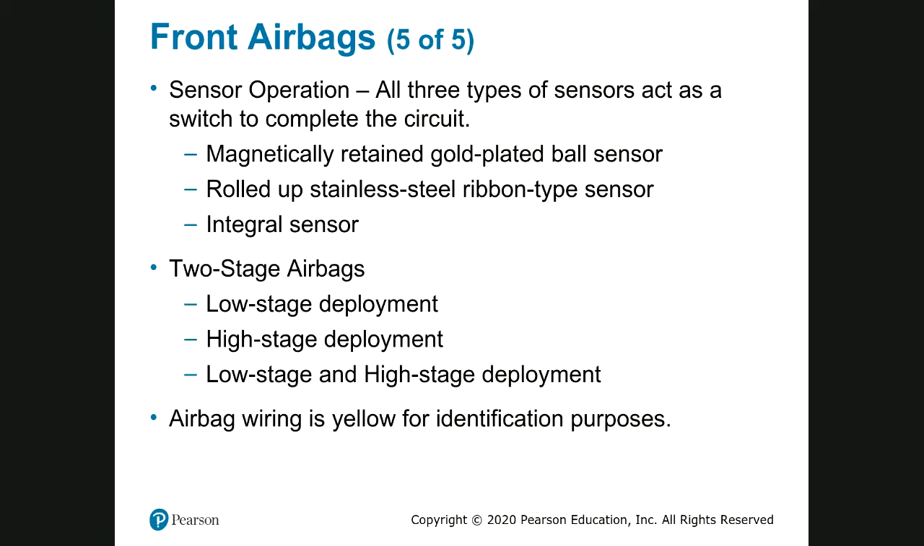The lower force, the low-stage deployment, uses an accelerometer to detect a low-speed crash. Maybe you hit a pole at Walmart, or backed into another vehicle. You're going relatively low speed, above 10 miles an hour, probably less than 35 miles an hour. High-stage deployment is used to detect a higher speed crash and a more rapid deceleration rate. And then both the low and high-stage deployment happen under severe high-speed crashes.